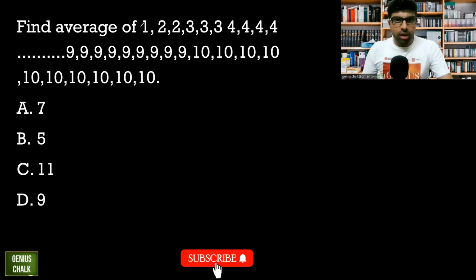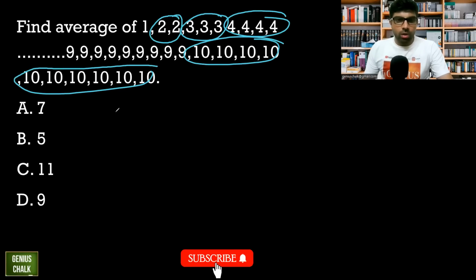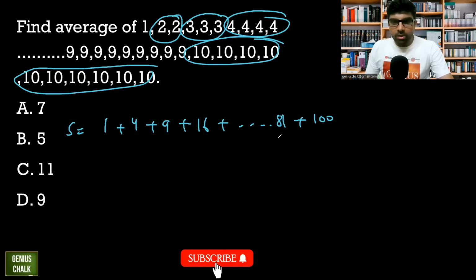The same n. Average of this: 1, 2 two times, 3 three times, 4 four times. So that 10 is coming 10 times, right? So can I write it like, if I add 1, then 2 and 2 is 4. First I'm writing the sum. Then 3, 3, 3, 9, then 16. And this 9 coming 9 times is 81. 10 coming 10 times, it's 100. So what is the sum? You see, these are all squares: 1 square, 2 square, 3 square, 4 square, up to 9 square and 10 square.